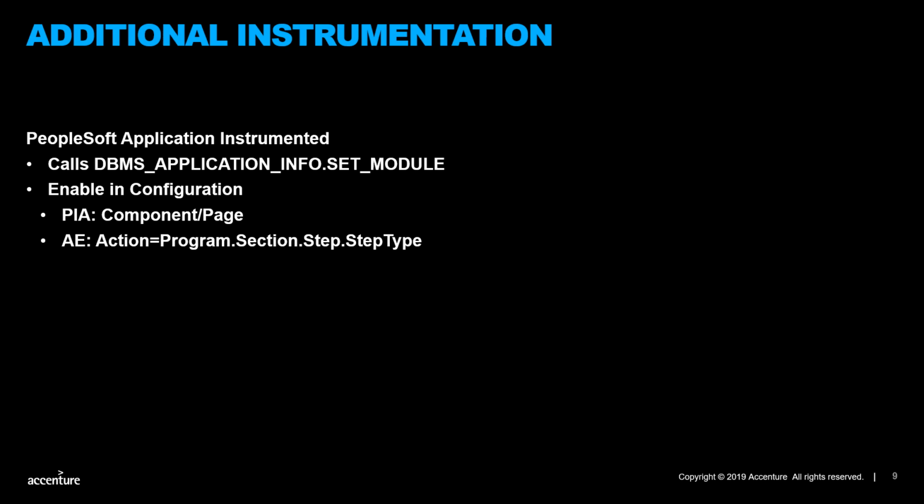And PeopleSoft added that to their code. You have to turn it on by configuration. And when you do, while you're in the online part of the application, you get the name of the component and page that you're currently executing. And if you're in an Application Engine batch program, the action is set to the program section step and step type. So you get the address in the application where the code comes from.